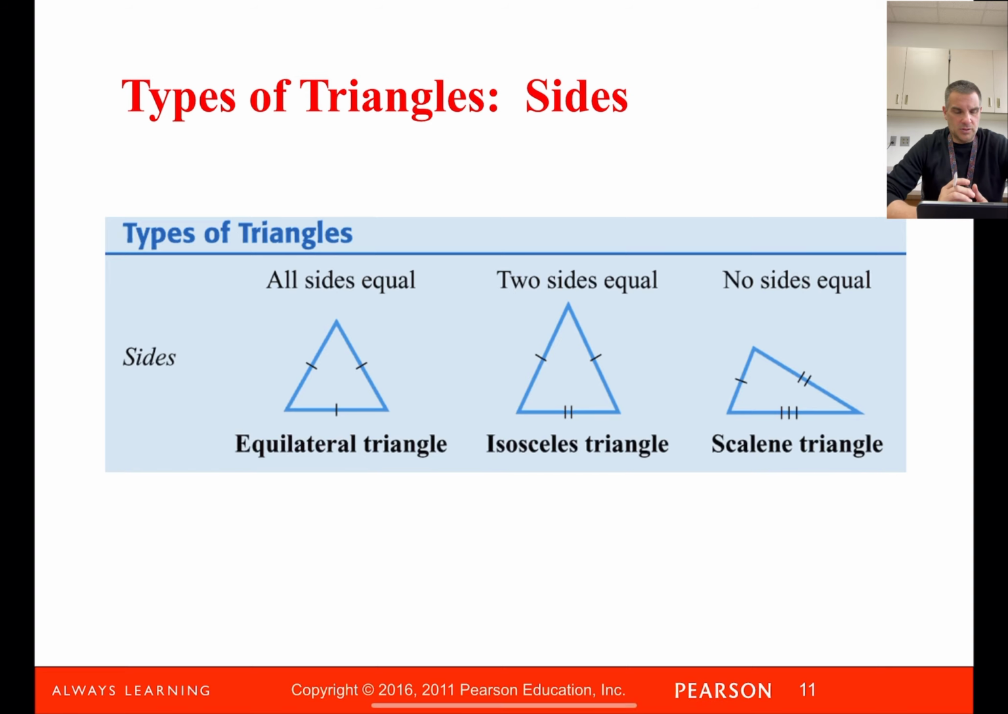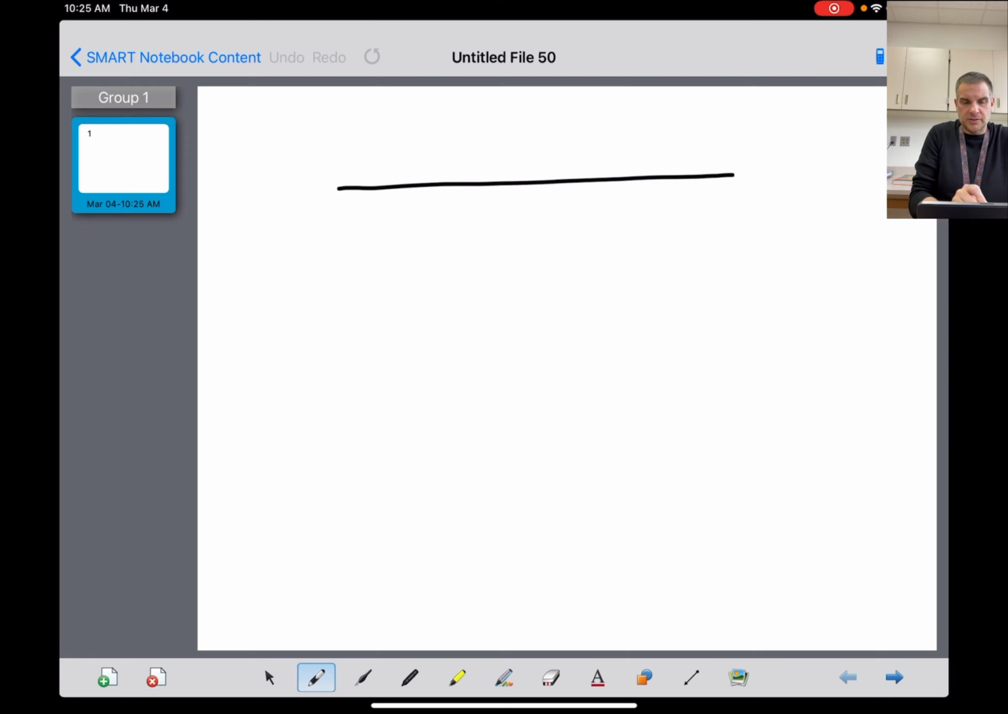We can also name triangles by their sides. If all the sides are equal, we call it equilateral. If two sides are equal, we call it isosceles. If no sides are equal, we call it scalene. Equilateral, all. Isosceles, two. Scalene, none. Terminology.